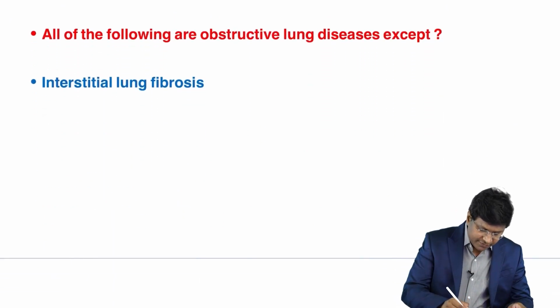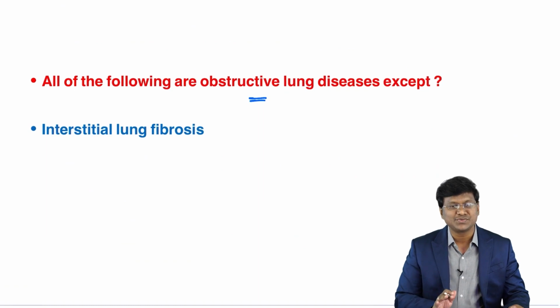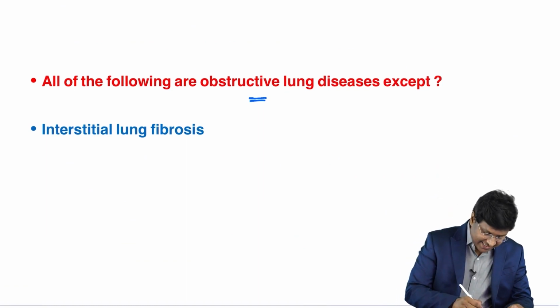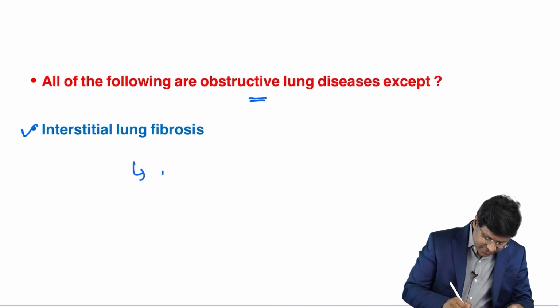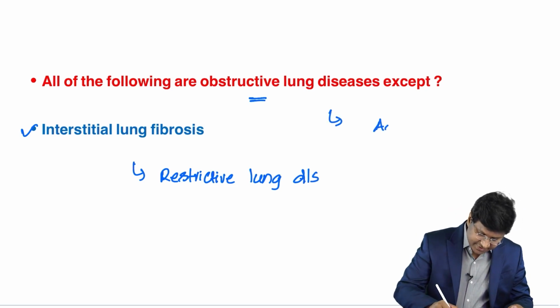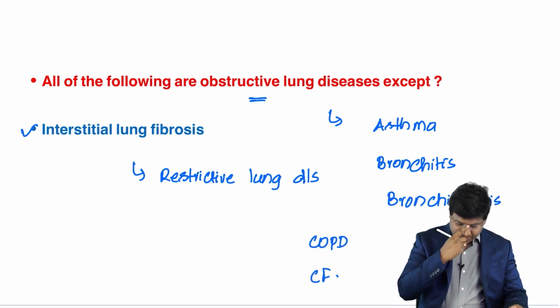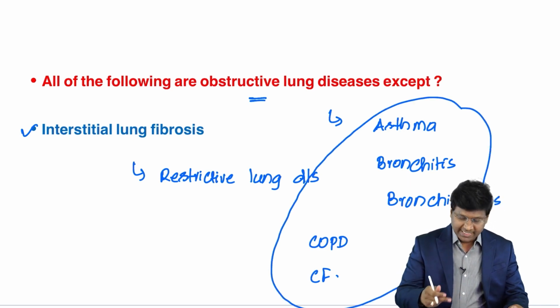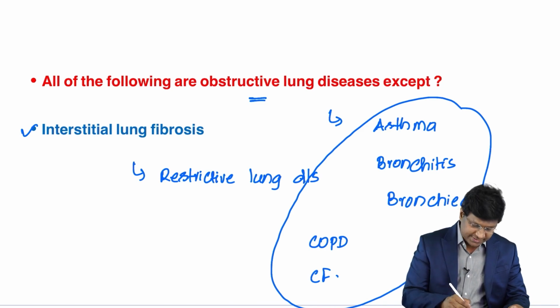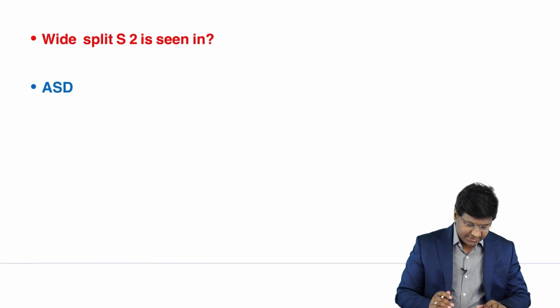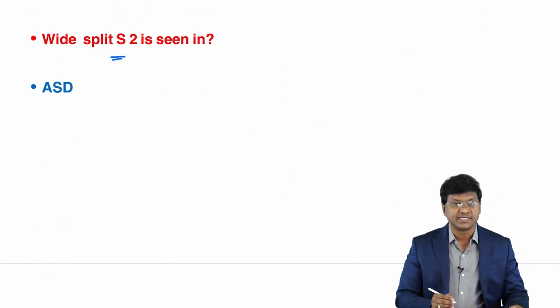And the next question is, all of the following are obstructive lung diseases except. Students have directly given me the answer without telling the other options, but the answer is interstitial lung fibrosis. It is a restrictive lung disease. Examples of obstructive lung diseases are asthma, bronchitis, bronchiectasis, COPD, and cystic fibrosis. So the other options could be any of these, and the one which is not an obstructive lung disease is interstitial lung fibrosis.